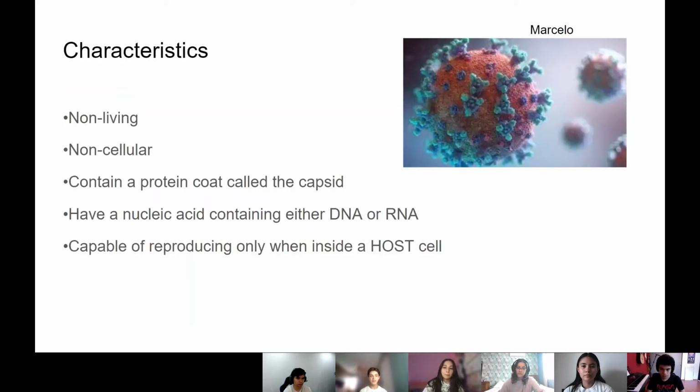Some of their characteristics are that they are non-living, they are non-cellular, they contain a protein coat called the capsid, they have a nucleic acid containing either DNA or RNA, and they are capable of reproducing only when they are inside a host cell.